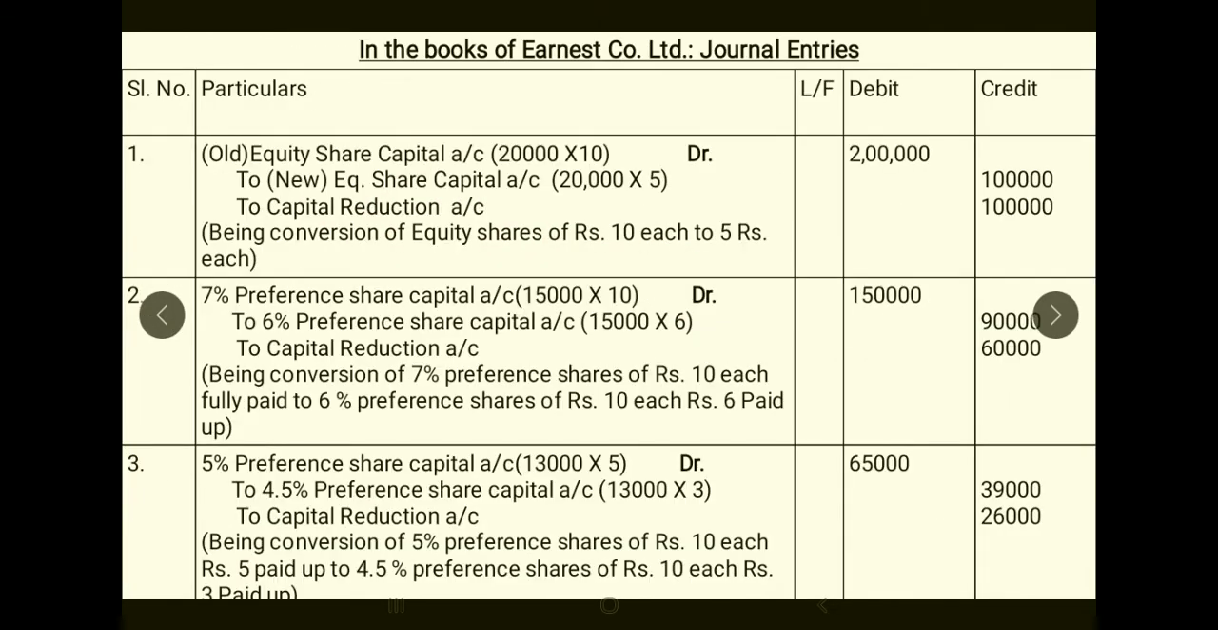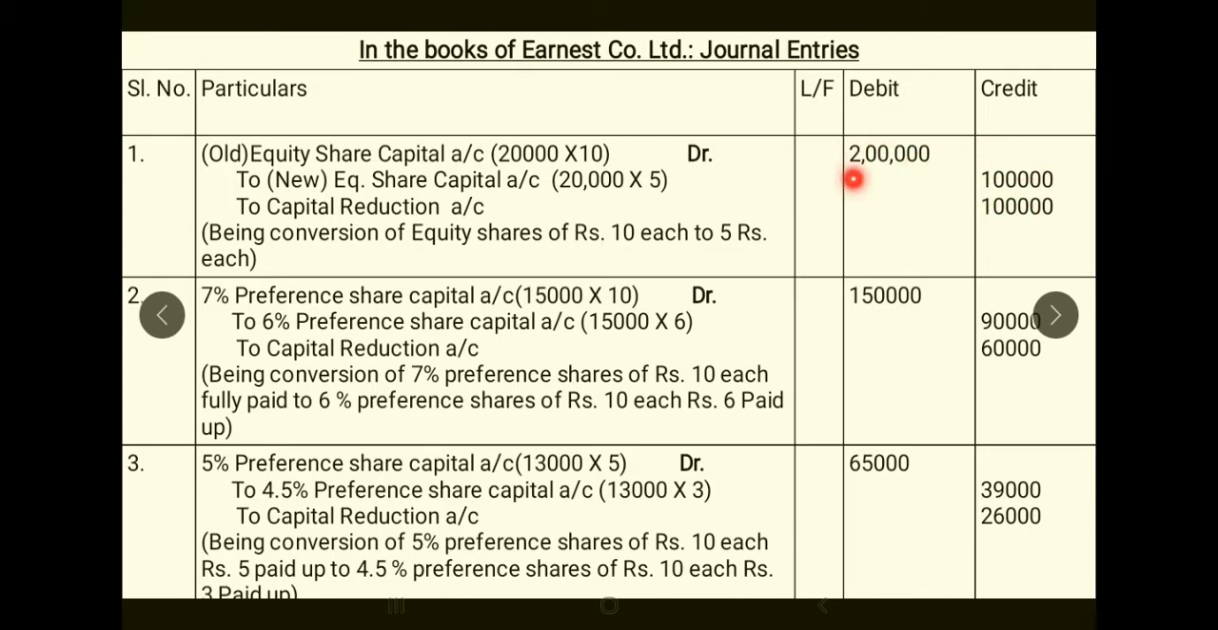So your journal entry will be old equity share capital account debtor to new equity share capital and to capital reduction. Old equity share capital account debtor 20,000 into 10 rupees, 2 lakhs. To new equity share capital 20,000 into 5 rupees. So old share of 10 rupees is reduced to new shares of rupees 5 each. So 20,000 shares into 5, 1 lakh rupees will be your new equity share capital and the balance goes to capital reduction account.